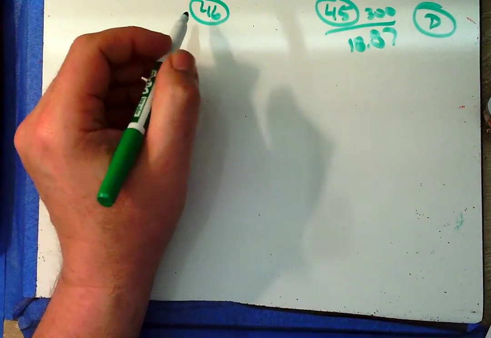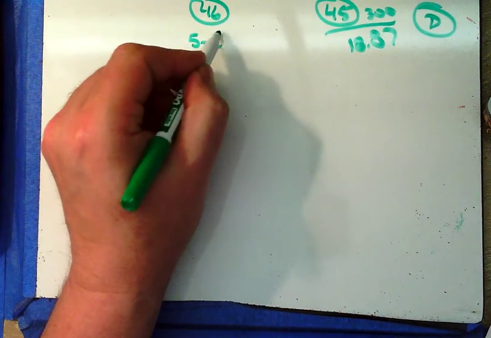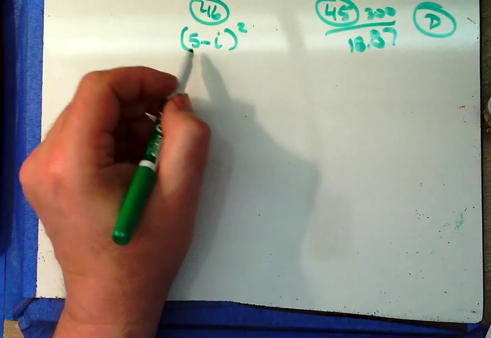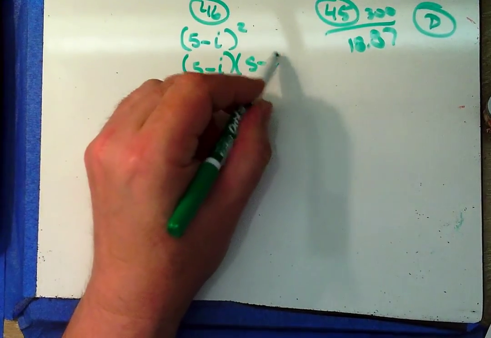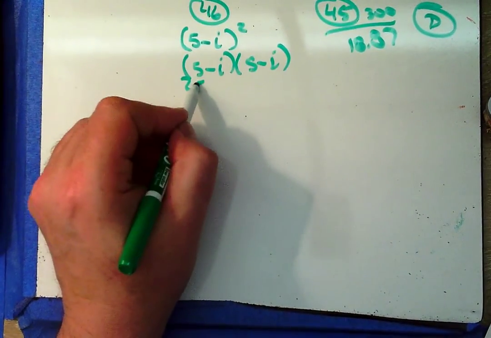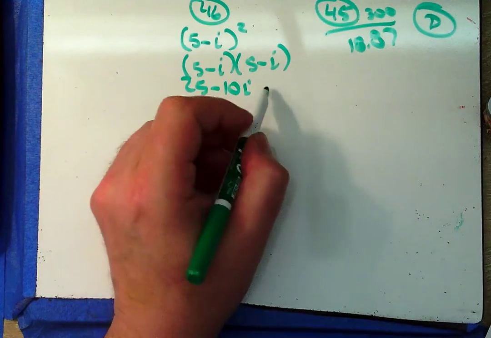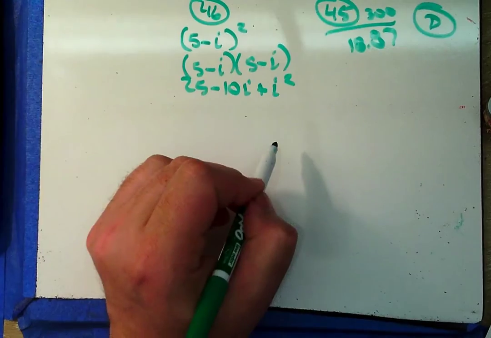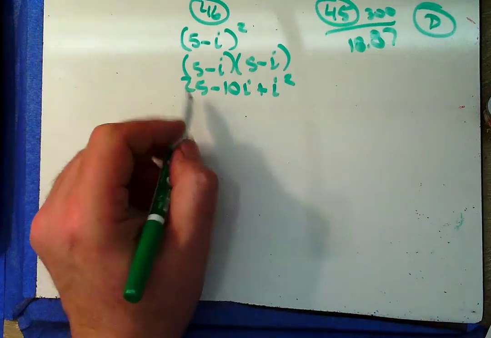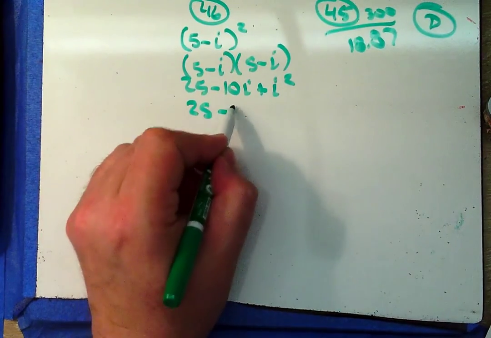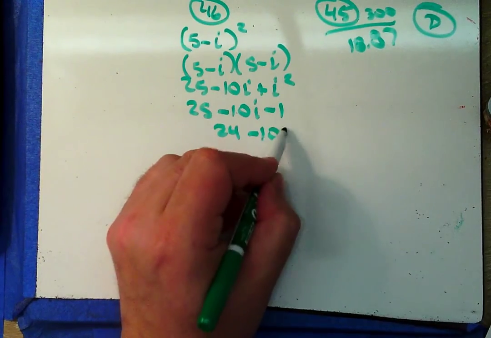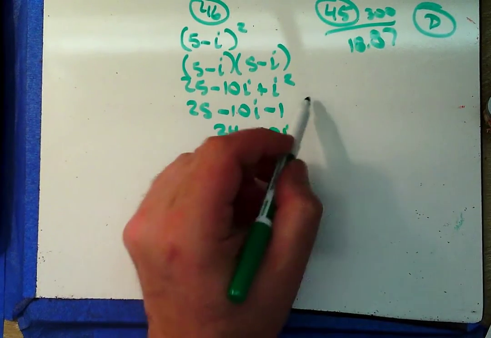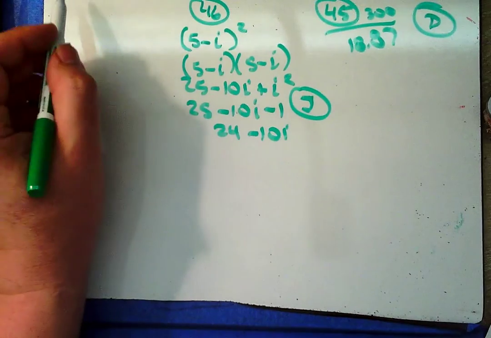I squared is negative 1. We have 5 minus i squared. This is a foiling opportunity. 5 minus i, 5 minus i. We get 25 minus 10i plus i squared. They told us that i squared was negative 1, so 25 minus 10i minus 1. I get 24 minus 10i, and that corresponds to choice J again.